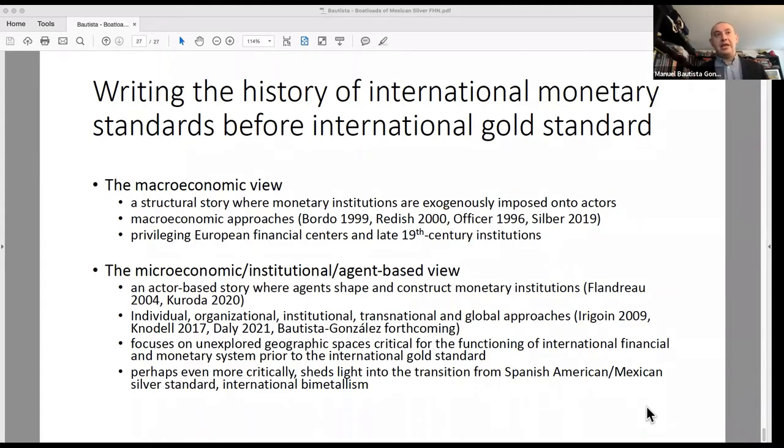What I argue is that one should actually look at this problem from the perspective of agents and institutions and the macroeconomics of specie markets, as these actor-based stories actually focus on unexplored geographic spaces. They reveal to us in a better way how international bimetallism, and prior to international bimetallism, the Spanish American silver peso standard worked, and might give us insights into how the rise of US and British, i.e. Anglo-American, Atlantic hegemony over finance and trade in this period came to be.